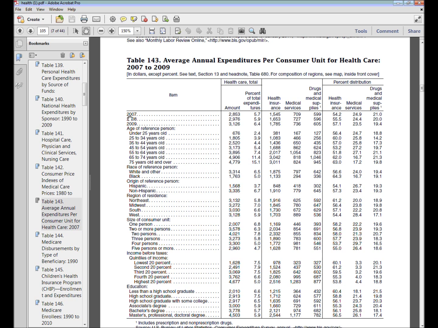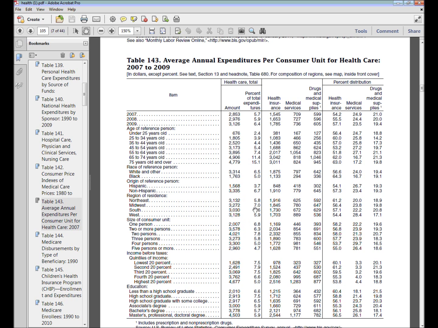So in 2007, the average annual expenditure for a consumer unit was $2,853, and it represented 5.7% of their total expenditures. So 5.7% of everything they spent in 2007 was for health care. In 2009, that was 6.4%, and it went up to $3,126.